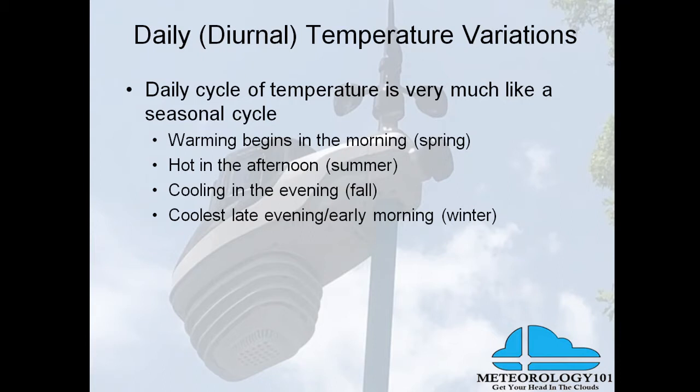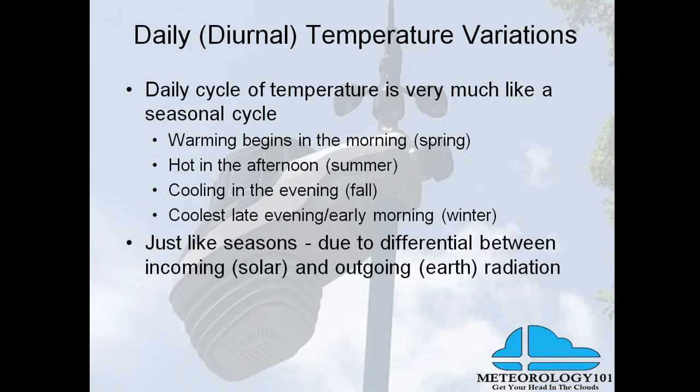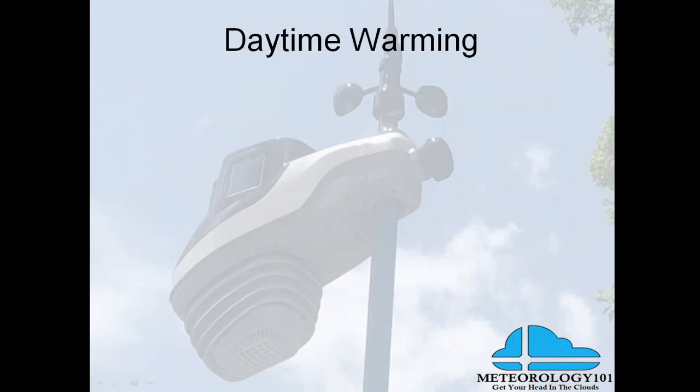So you can compare that seasonal cycle to a daily cycle of how the temperatures change throughout the day. Just like seasons, it's due to the differential between incoming solar radiation from the sun and how much radiation the Earth is emitting. You get that differential change representing those seasons throughout the day.